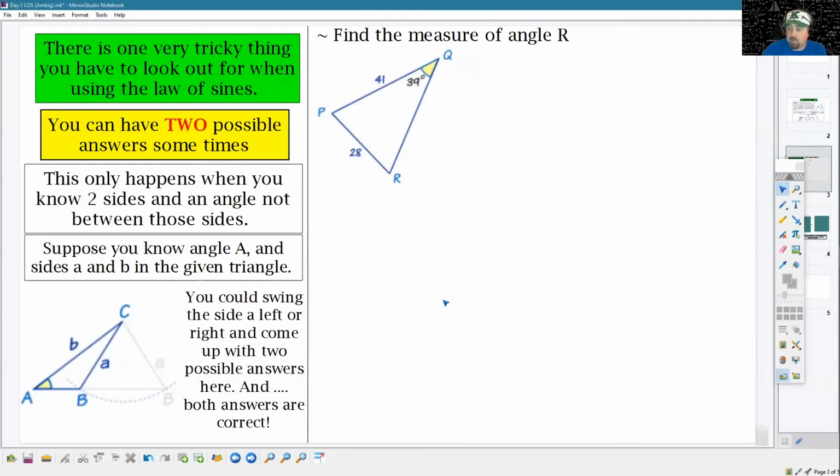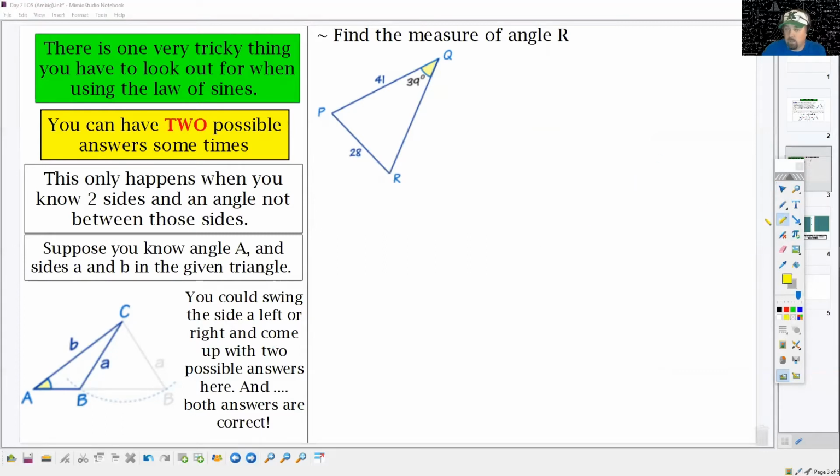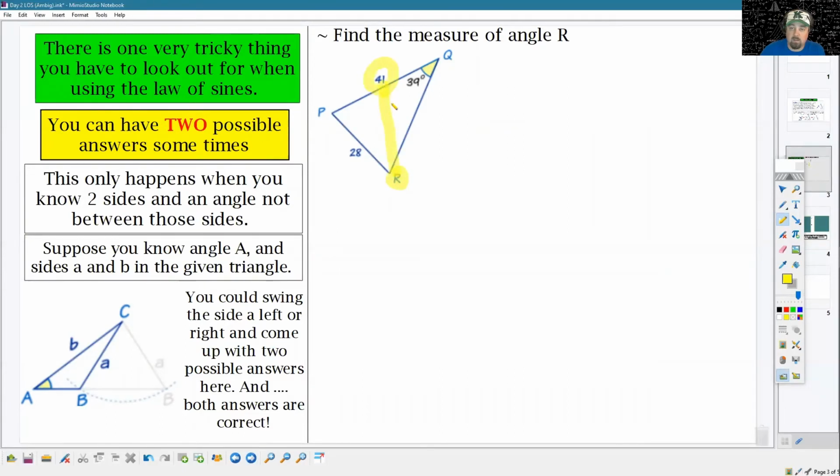So let's actually set this one up and see this in action one time. So we want to find the measure of angle R. Angle R is down here, and it is opposite the side of 41.